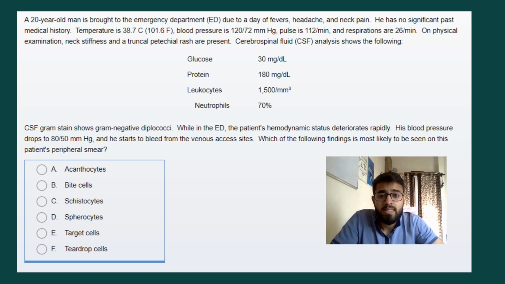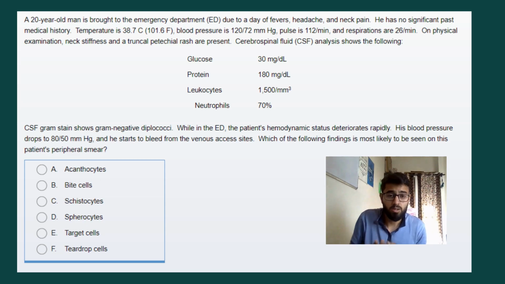Target cells. Target cells are seen whenever there is a high surface area to volume ratio. It can be seen in iron deficiency anemia, in sickle cell anemia, and in thalassemias. And again, the history does not match with this diagnosis. Teardrop cells is a buzzword for myelofibrosis. So yeah, I have done my step one. I have the knowledge to eliminate all the options.